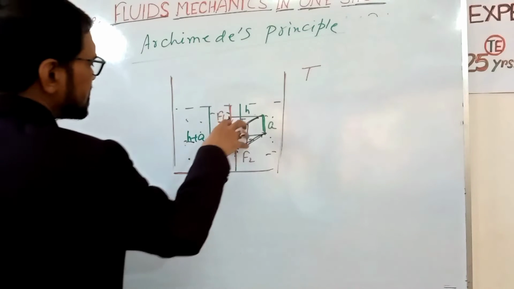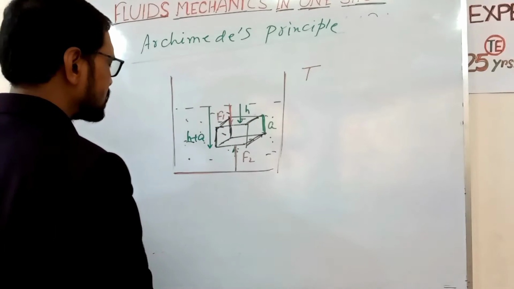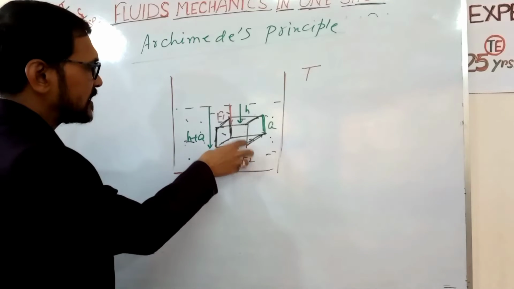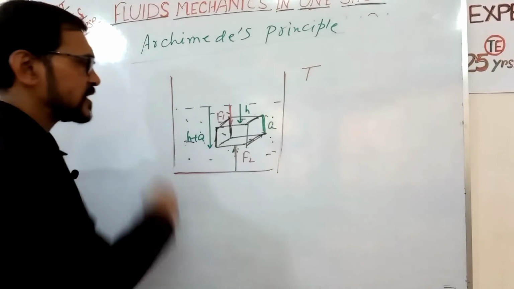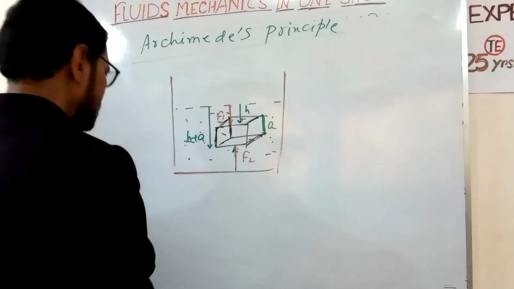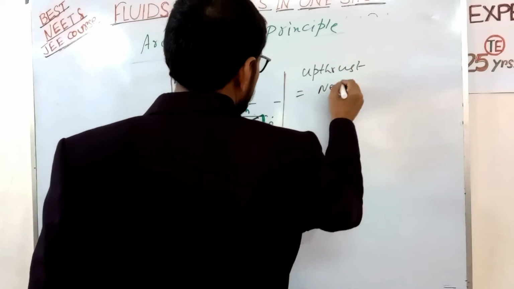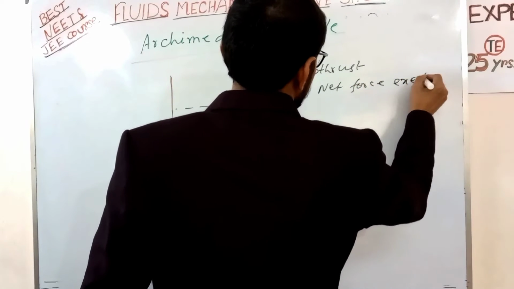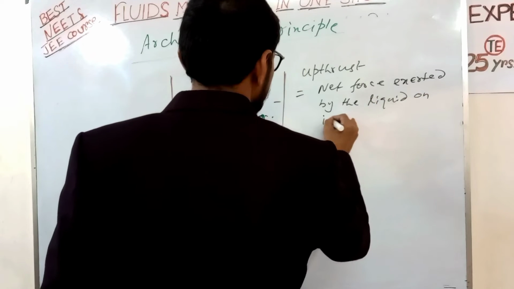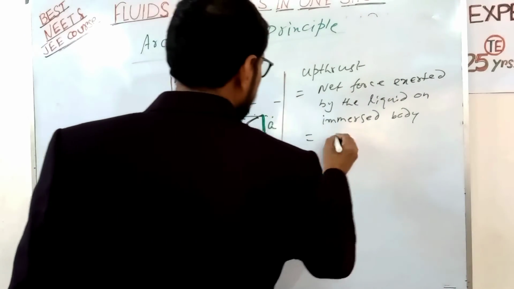What is upthrust? Upthrust is the net force exerted by the liquid on an immersed body. This is the upthrust. So we calculate the upthrust. Upthrust equals the net force exerted by the liquid on the immersed body. So here F2 minus F1.